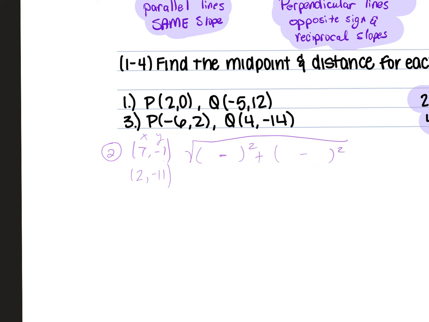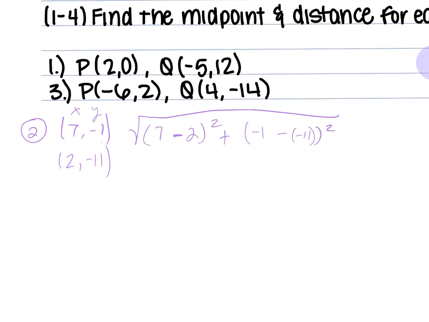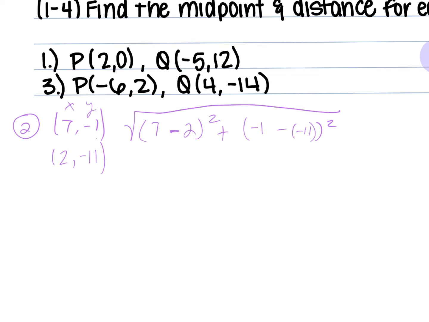So it doesn't matter whether you do 7 - 2 or 2 - 7. I'm just going to say 7 and 2. And then I have -1 and -11. Does not matter what order, just as long as you keep them together, you're good to go. So as we simplify, 7 - 2 is 5, right? 5 squared. Plus -1 minus a negative, that's going to give me plus. So -1 and 11 is 10, right? So then I have 25 plus 100. And I get the square root of 125.